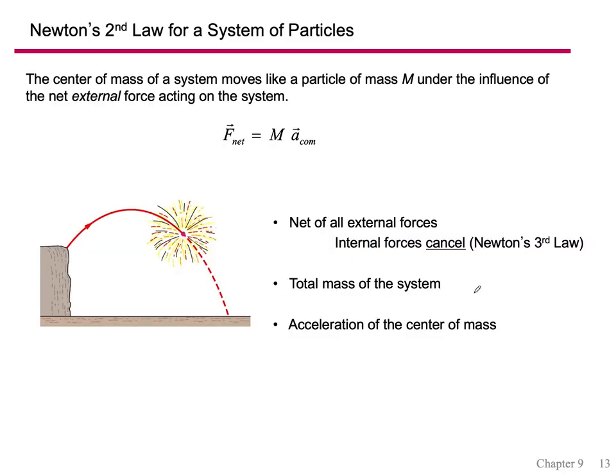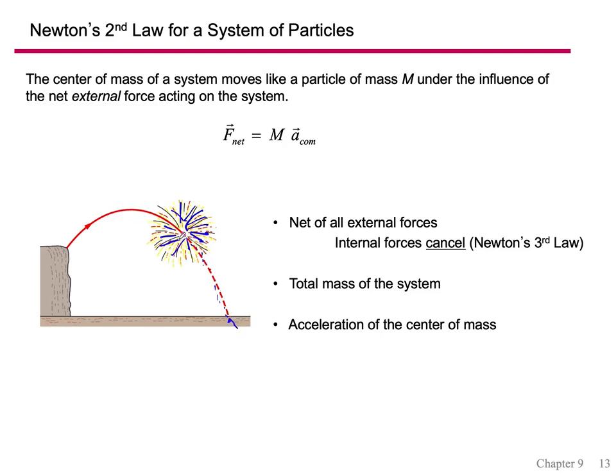This one's a classic one. What happens when a shell explodes? Well, like in a fireworks display, the shell goes up, it explodes into lots of little pieces. The only external force on the system is the force of gravity. So what happens here? That external force was making the center of mass go through projectile motion. What happens when it explodes? The center of mass continues on along the exact same path.